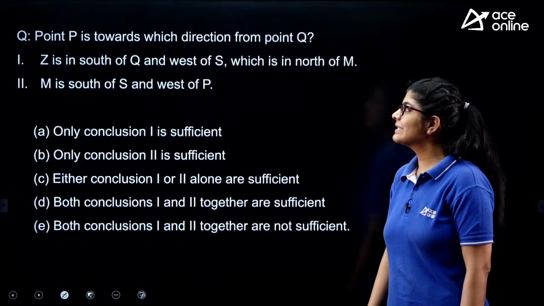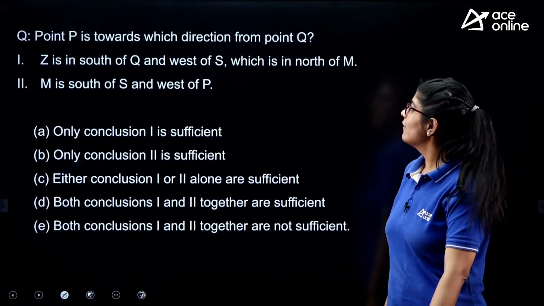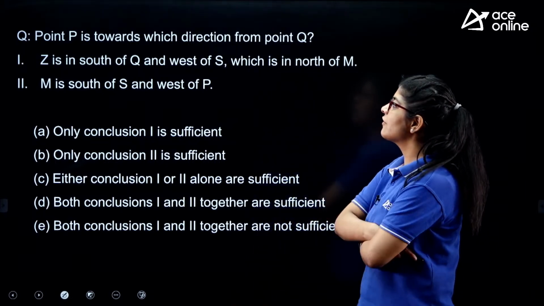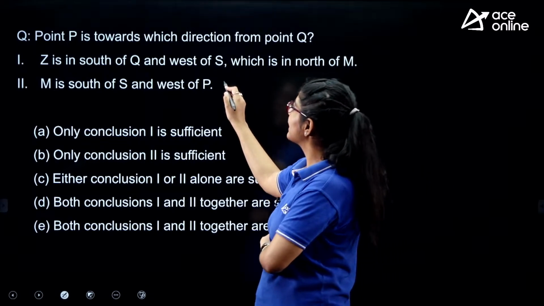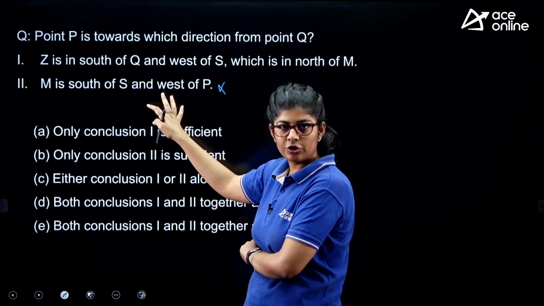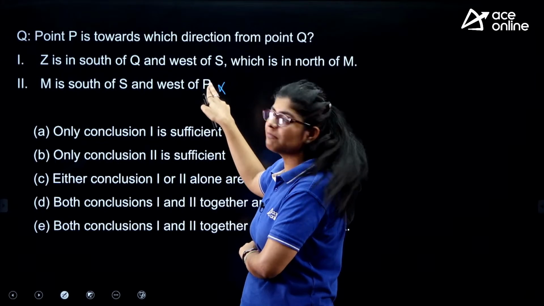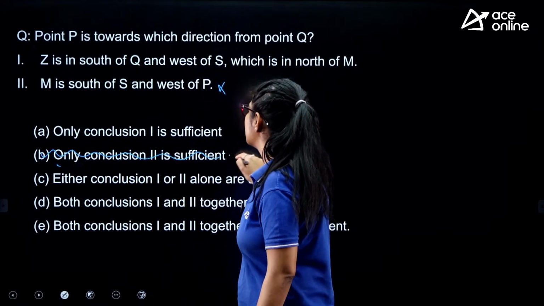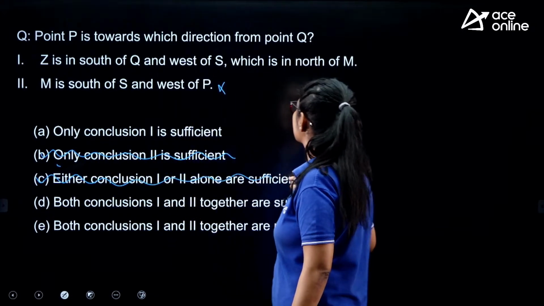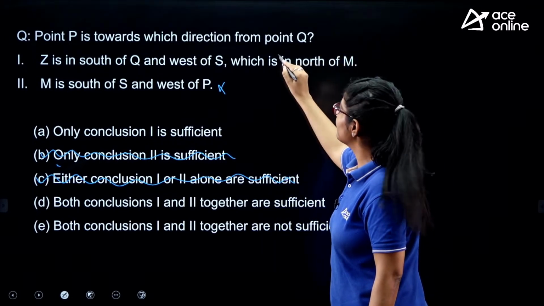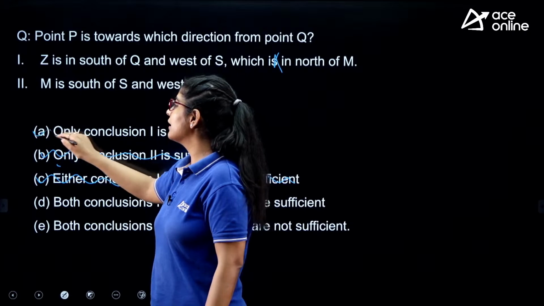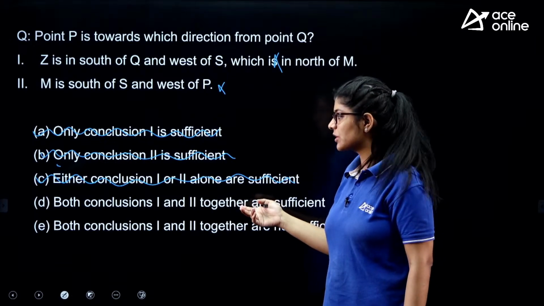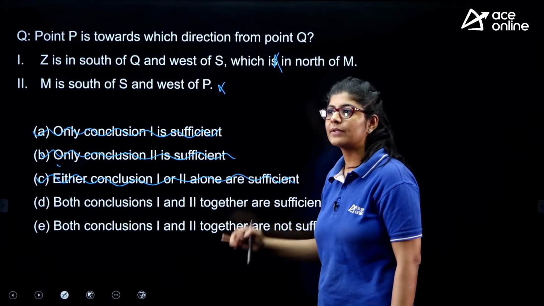Next question says that point P is towards which direction of point Q? First, Z is in south of Q and west of S, which is in the north of M. Second, M is south of S and west of P. You can easily eliminate the second one as Q and P are not used together. So here only the position of P is given but Q is missing. So option number B is eliminated, and option number C is eliminated, right? If you see here P is missing, that means option number A is also eliminated. Now you have to check only these two options, either option number D is the correct one or E is the correct one.